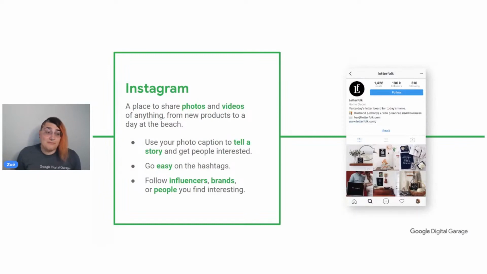Instagram is another massive social network. It is primarily for videos and images. Images at first, but now they've added reels, they've added stories, so it's easier to share videos through Instagram. It can be anything, but it has to be visual. You can see we've got Letterfolk here.